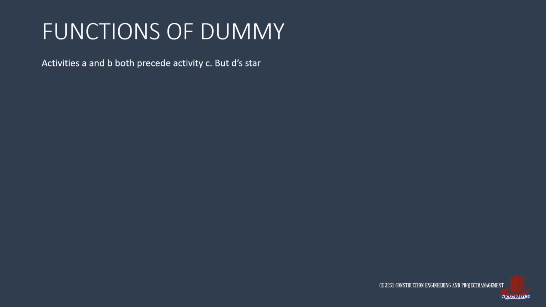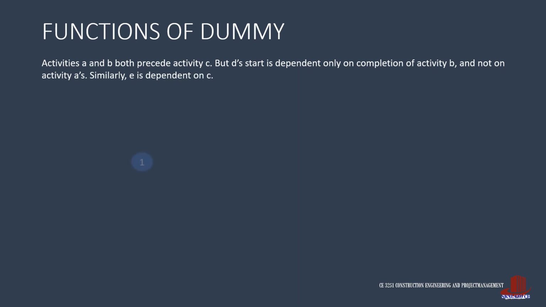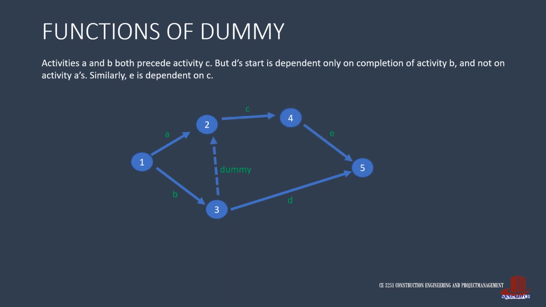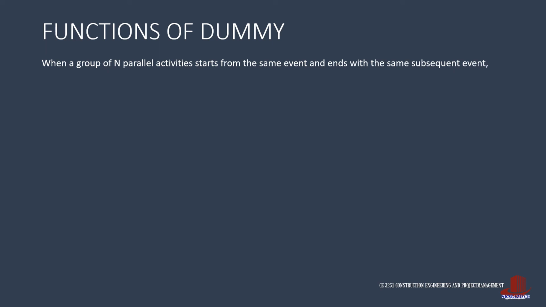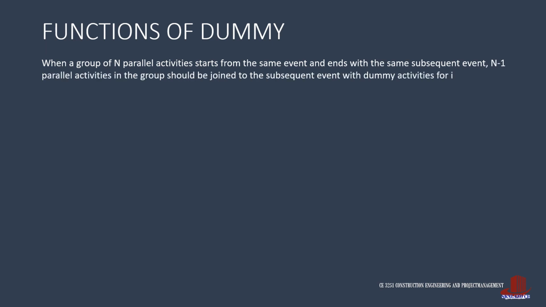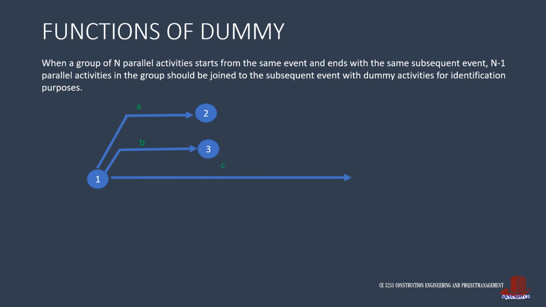The dummy function can be shown in the example where both activities A and B precede C. But D only depends on activity B and not anymore on A. Lastly, similar to the second function and the principle that there should only be one ending node, dummy activities are used to identify individual paths for activities.